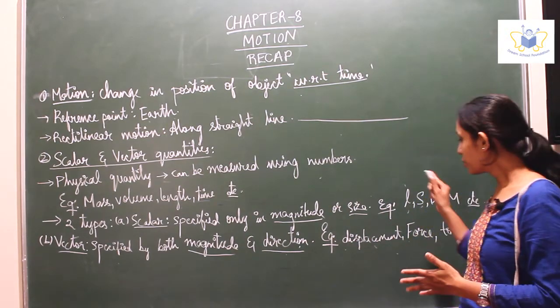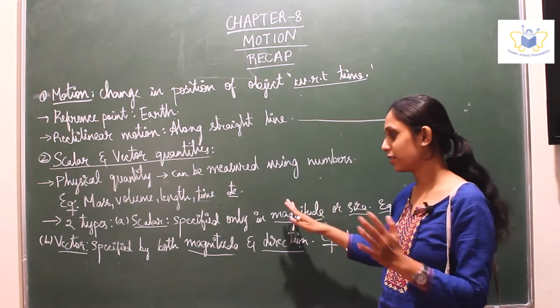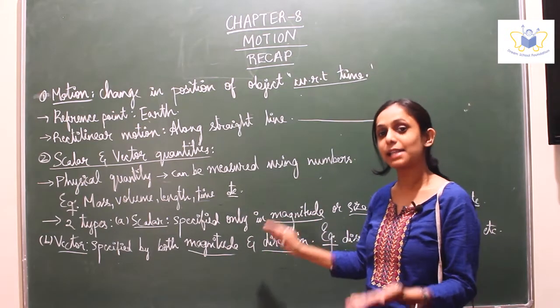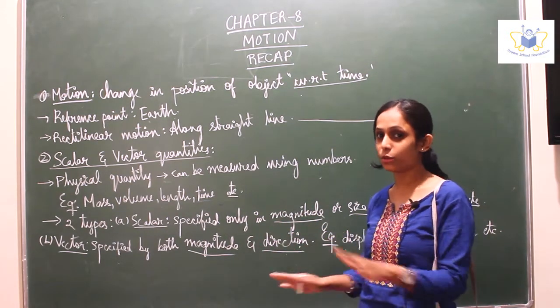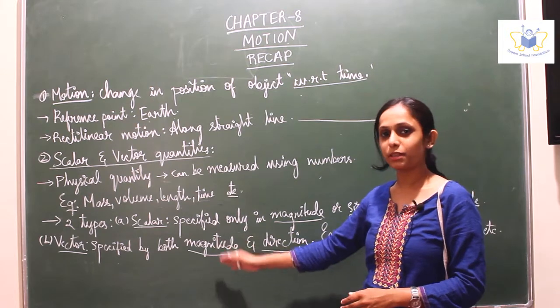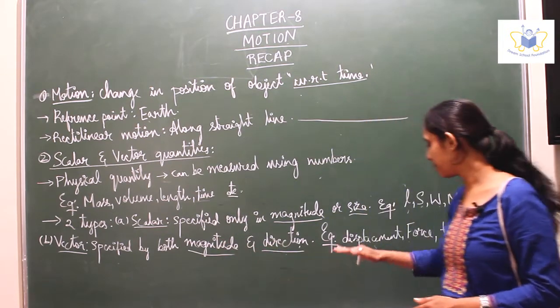Whatever it is, I hope you got to know the difference between scalar and vector. Scalars have only magnitude, no direction. Vectors have both magnitude and direction. Examples you have here.